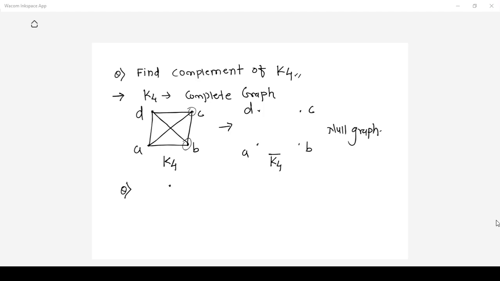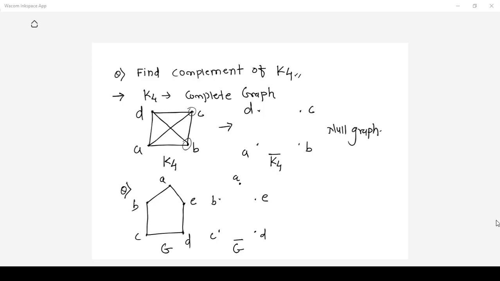Let's have one more example. Suppose the given graph is like this. Vertices are, let us say, A, B, C, D and E, and the edges are like this. Suppose this is given graph G and I want to find out its complement. So I'll write complement here. So same vertices as the given graph G. So A, B, C, D and E.